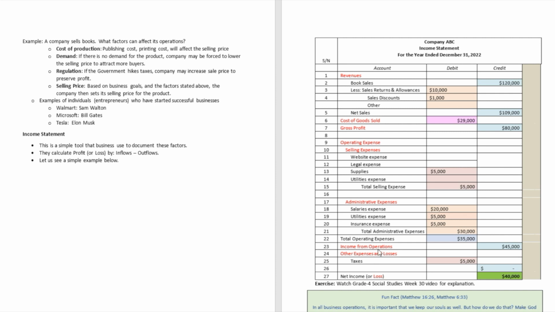So what about income? So the whole idea of trying to put an income statement together is so I can realize or show income. Well, how do we do that? Well, income is going to be equivalent to taking the total operating expenses away from gross profit, right? So the gross profit was $80,000. Operating expenses was $35,000. Well, 80 minus 35 is going to give me $45,000.